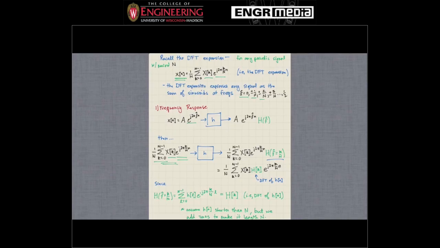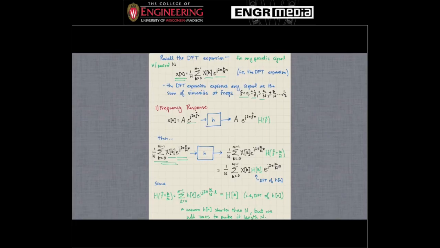Okay, so now I'm going to jump to the next line, and I'm just going to redefine the frequency response of the filter evaluated at the frequency k over n. I'm going to just call that h of k. And then what we get out is this expression that's written here. So why did we rename h of f hat evaluated at k over n?